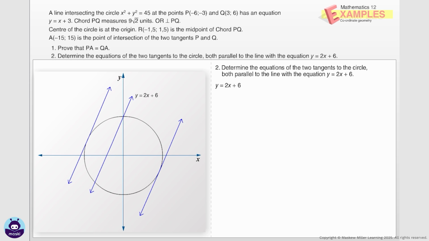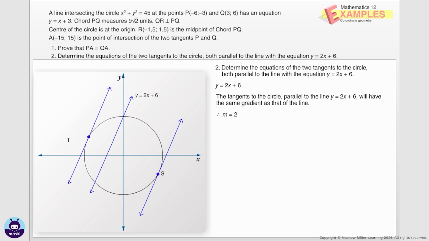Recall the gradient of parallel lines is equal. The tangents to the circle, parallel to the line y = 2x + 6, will have the same gradient as that of the line. Therefore, m = 2. Let us mark the points of contact of the two tangents as S and T.